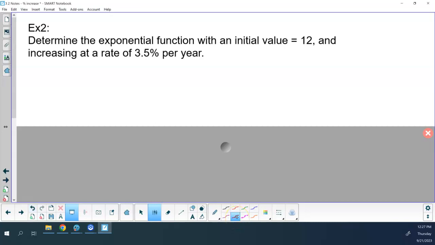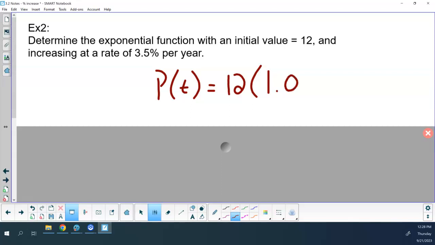So, try. P of T is going to be, initial value is 12 times 1. Are we increasing or are we decreasing? Increasing, so that's plus. So that's going to be 1.035 to the T power. Do we all agree with that?